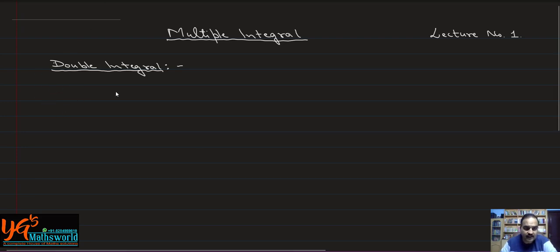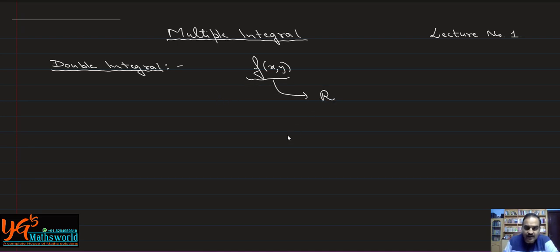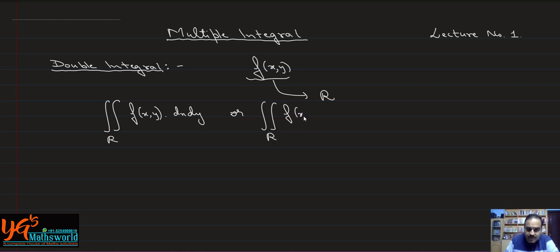So if a function f of x, or f of xy, is being integrated twice, that means we are taking double integration. Let us consider a case. Let f of xy be a function which is defined, or we can say bounded, by a region R. Then the double integral is represented by double integral over R of f of xy dx dy, or double integral over the region R of f of xy dy dx. Both are correct and it depends upon the limits of integral.